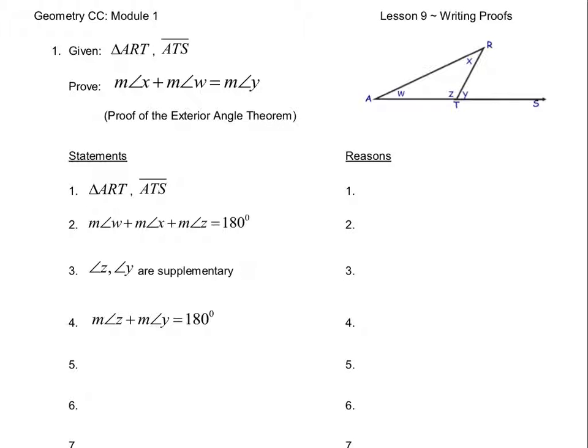This is a proof where some of the steps are given to us. So here we have step 1, which is always going to be the given. We'll fill that in. Step 2, we have the measure of angle W plus the measure of angle X plus the measure of angle Z. Let's look at our diagram. X, W, Z. Those are the angles of a triangle. They equal 180. That should be easy. The angles of a triangle add to 180. Or you could simply write sum of the angles in a triangle equals 180.